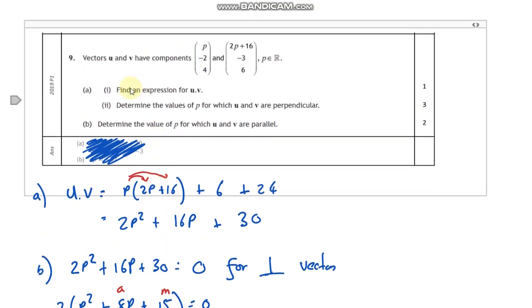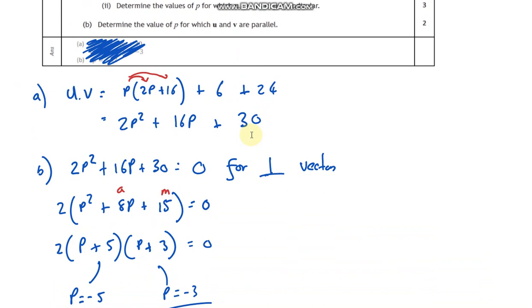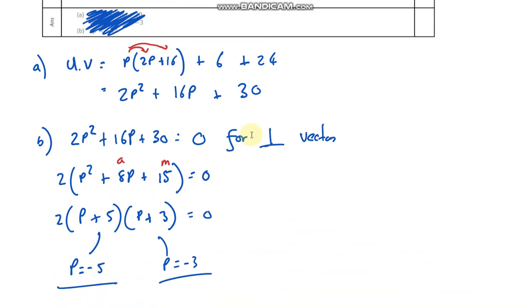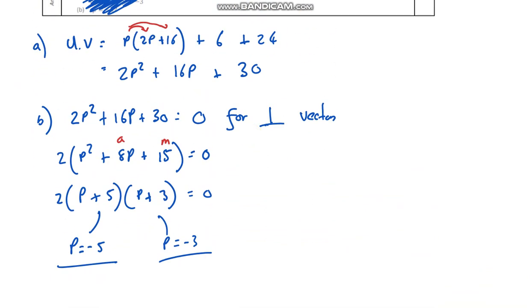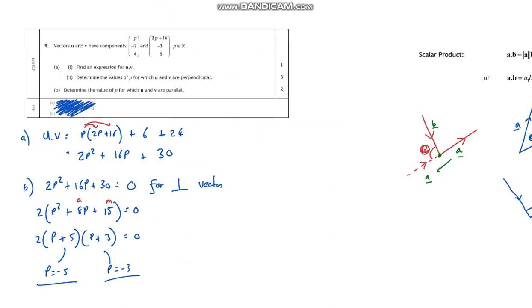Last question then. Determine the value of p for which u and v are parallel. We'll run out of space, so I'll just get some more space. Okay, I made a bit more space there. So, parallel, very similar to the collinear question that we had before. Actually, maybe I'll just do it here, because otherwise it would be too far away from the question. So very similar to the collinear question.